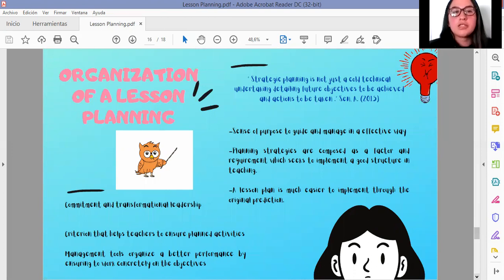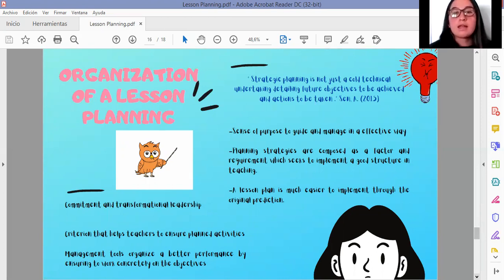According to SEN, strategic planning is not just a technical undertaking detailing future objectives to be achieved and actions to be taken. It requires an overall sense of purpose to guide and manage a class in an effective way. Planning strategies are composed as factors and requirements which seek to implement a good structure in teaching, including educational organizations. So the organization of a lesson plan starts by focusing on implementation and evaluation to foment the optimization of this.